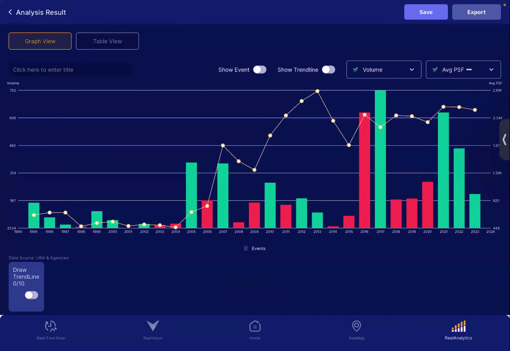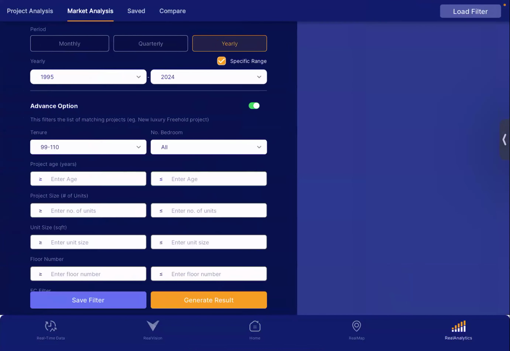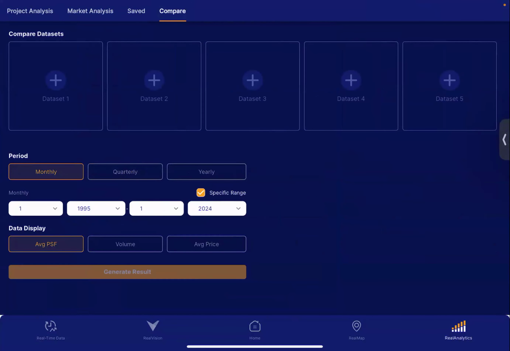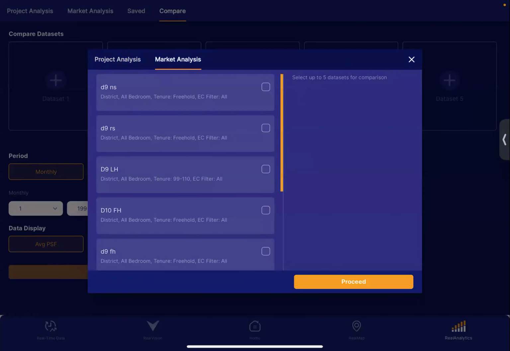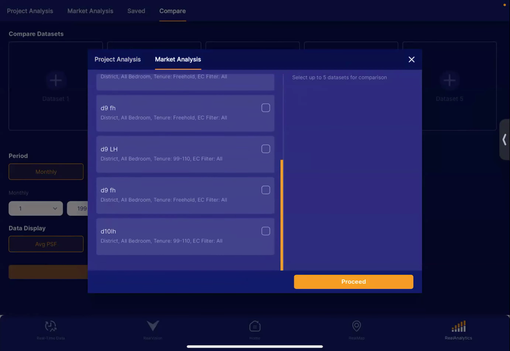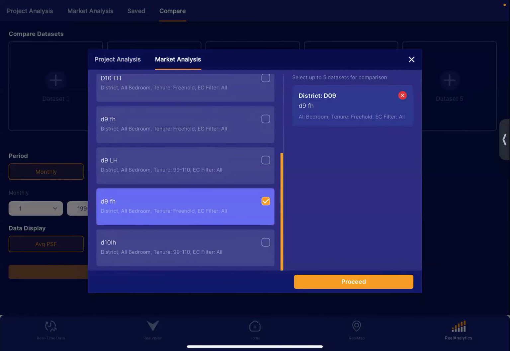Okay. And the next thing I can do is I can combine the two graphs together to compare D9 freehold versus D9 leasehold. So I go to compare. On the top, I go to compare. Data set number 1 under market analysis. Just now is D9 freehold versus D9 leasehold.